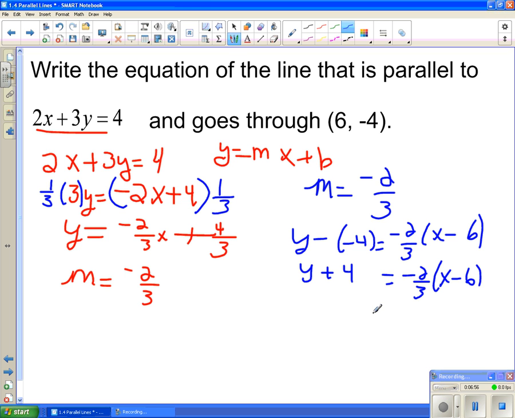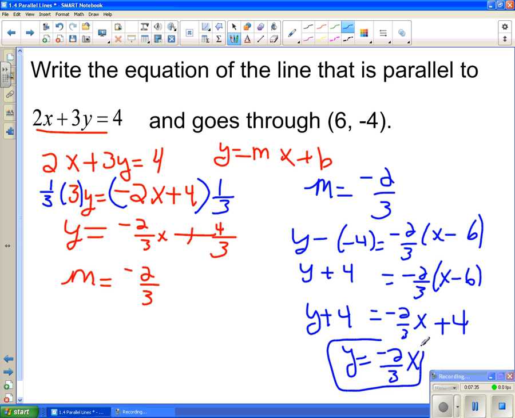Before I move the 4, I want to distribute the negative 2/3, so I get a negative 2/3 x. Remember, I multiply across the top and across the bottom, so a negative 2 and a negative 6 is a positive 12, and 3 times 1 is 3, so 12 divided by 3 is 4. So this is a plus 4. And I have the y plus 4 over here. Then I'm going to subtract 4 from both sides. So y equals negative 2/3 x plus 0. There's no reason to write the plus 0, so I'm going to stop right here: y equals negative 2/3 x.